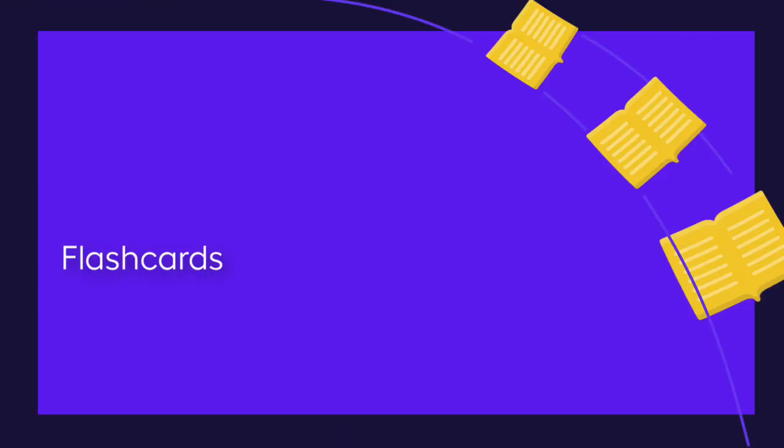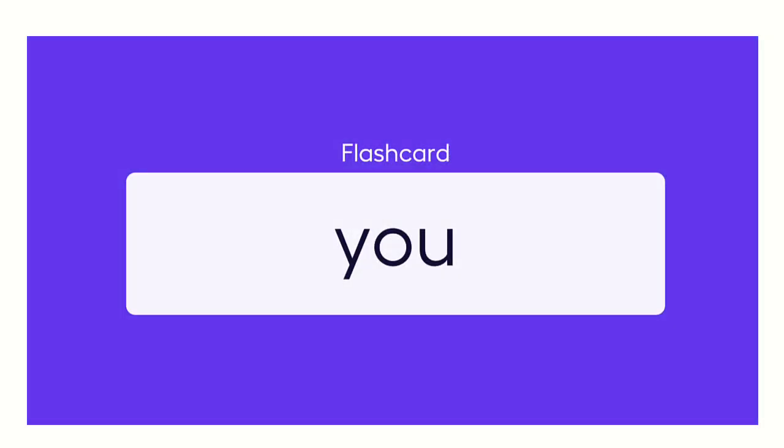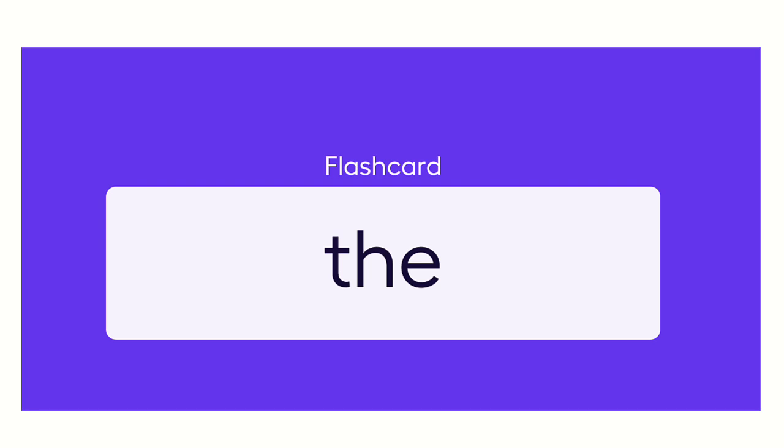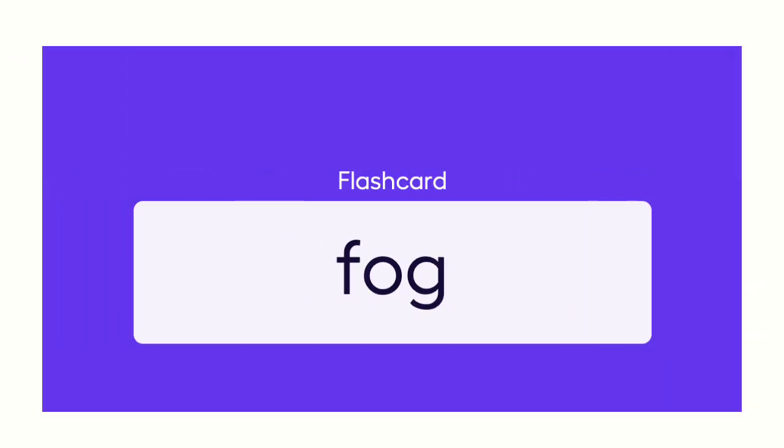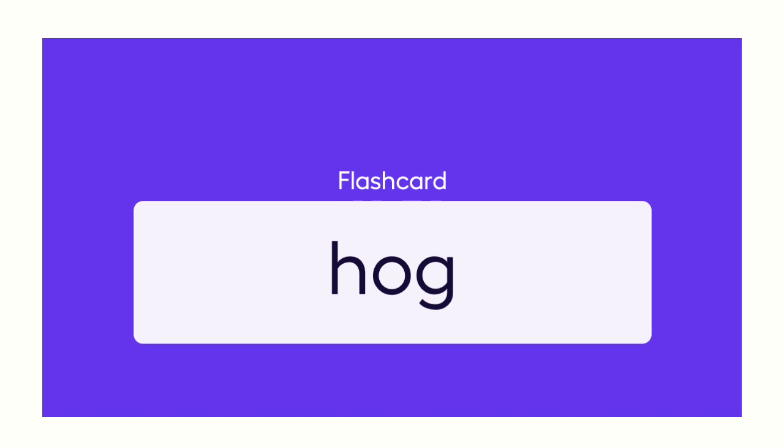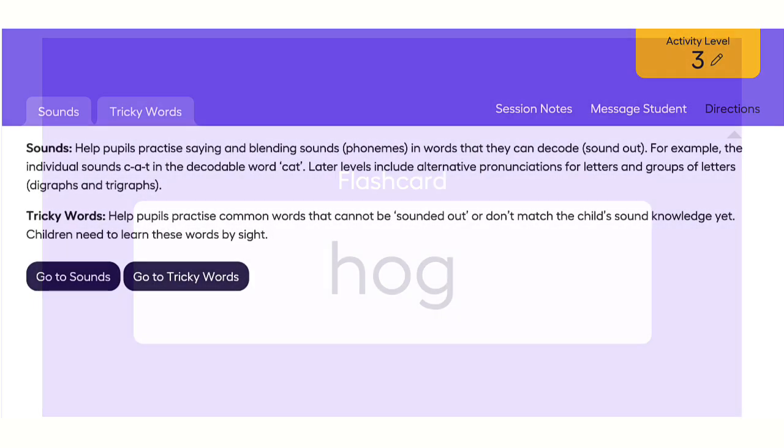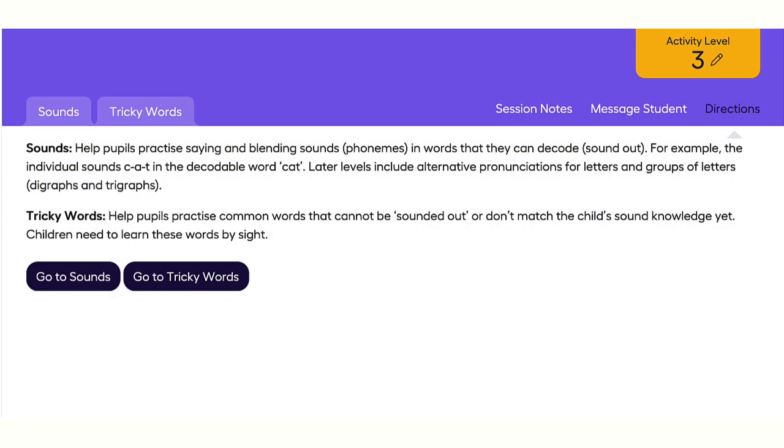The first activity in the sequence is flashcards. We recommend you spend 5 minutes at the beginning of your session on flashcards. This is a great way for your student to practice their decoding and sight word skills and prepare for the reading session. You'll notice that the platform divides flashcards into 2 types, sounds and tricky words.